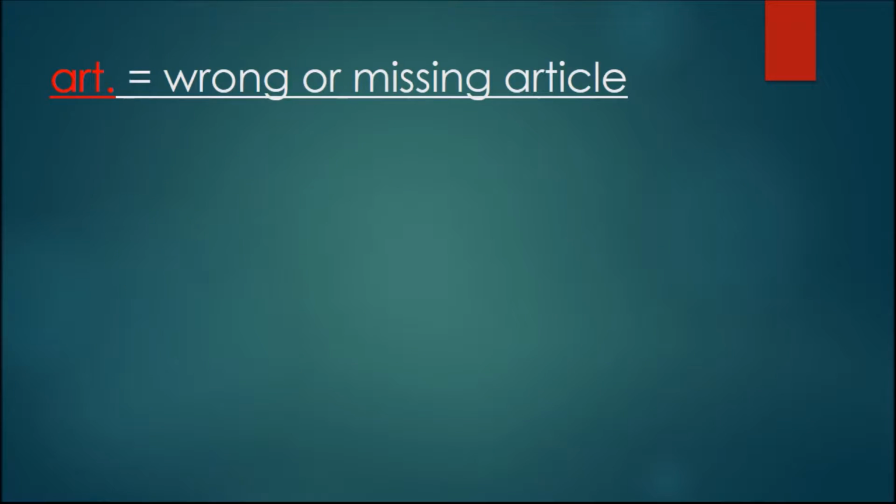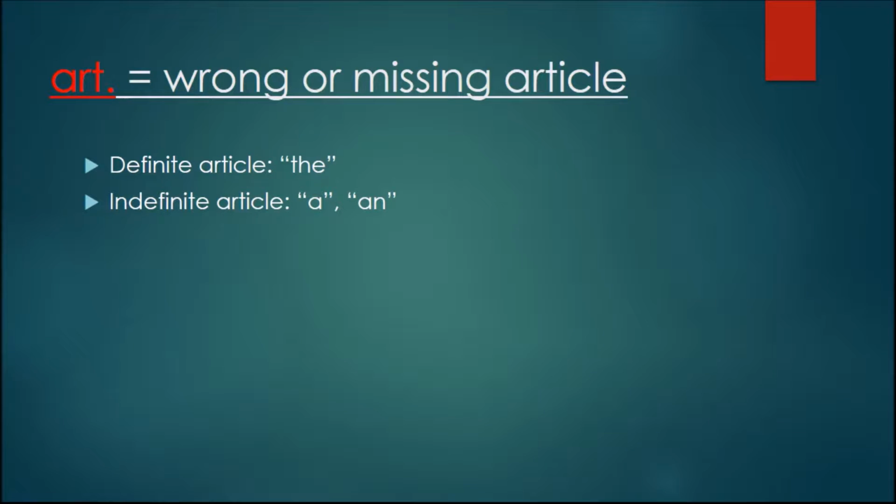So looking at the first of these, wrong or missing article, you'll know from your study of English that there are two articles in English, indefinite article and definite article. The definite article is the, and the indefinite article is a or an, depending on the first letter of the word that follows. So in the case of if the word has a consonant, you use a. If the word that follows begins with a vowel sound, you use an.